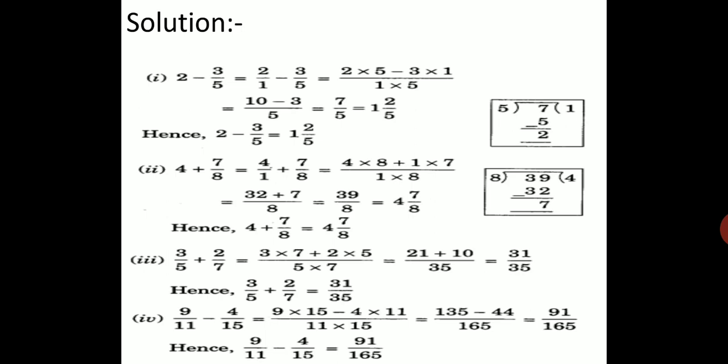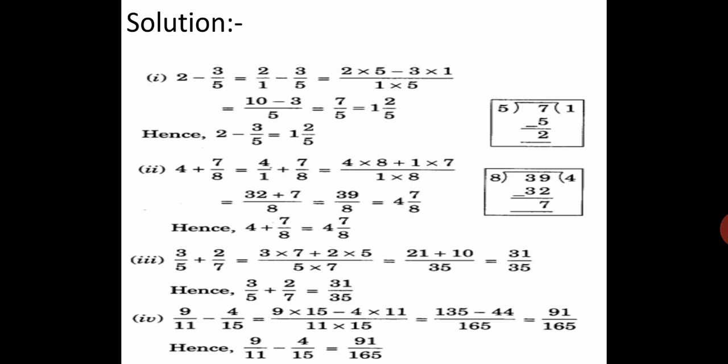So the answer comes 11 multiplied by 15, and 9 into 15 is how much? 135, and 4 into 11 is 44. The answer comes 91 upon 165, and that is a proper fraction. I think it is clear to you how we have done the calculation.